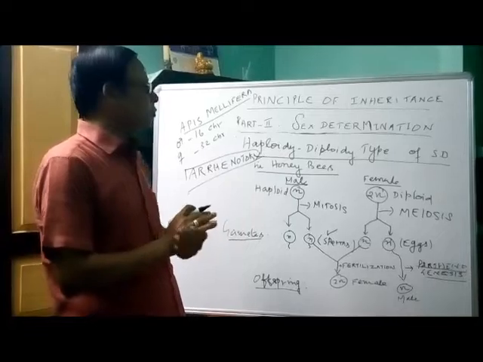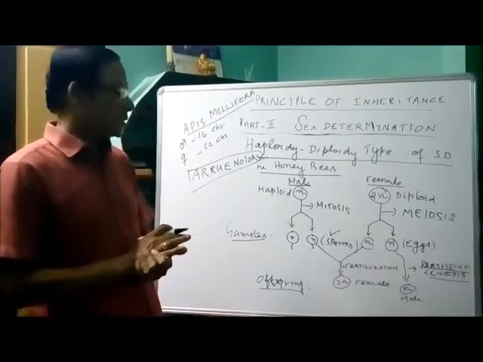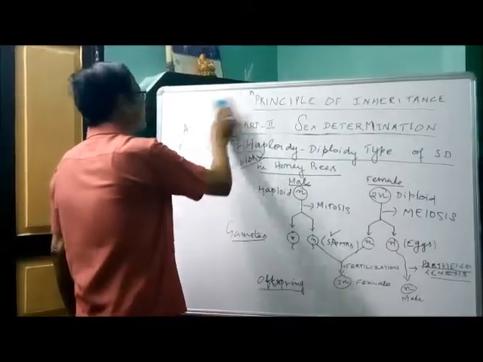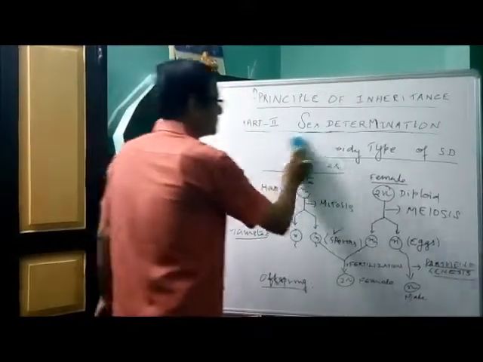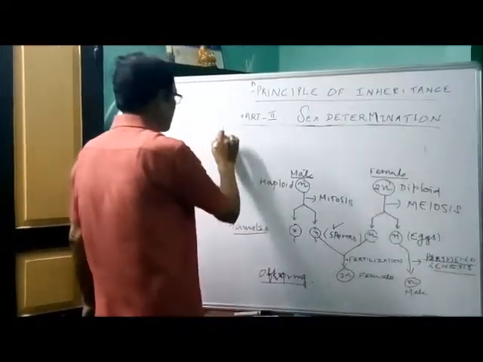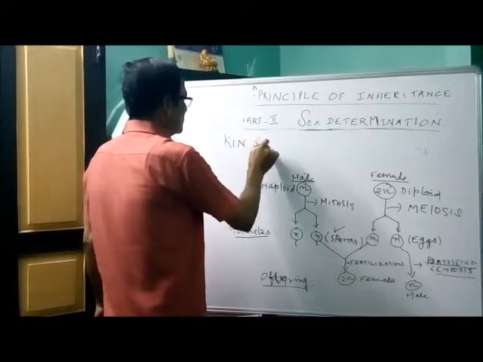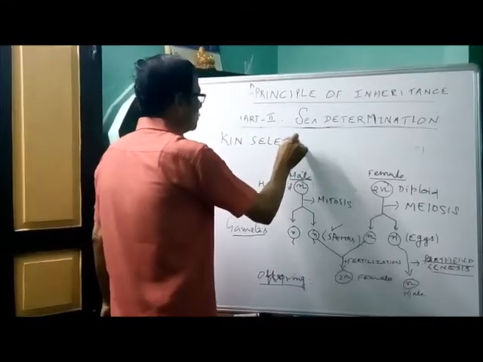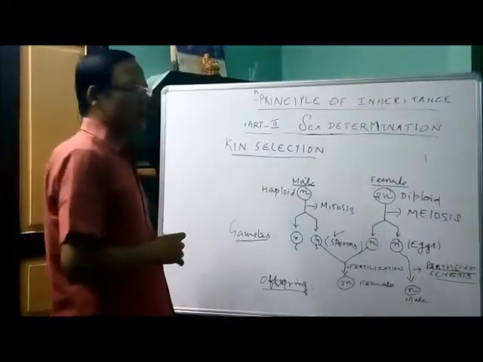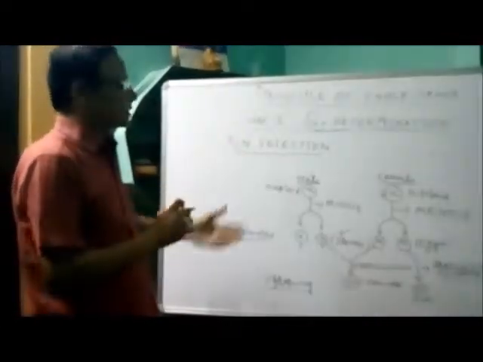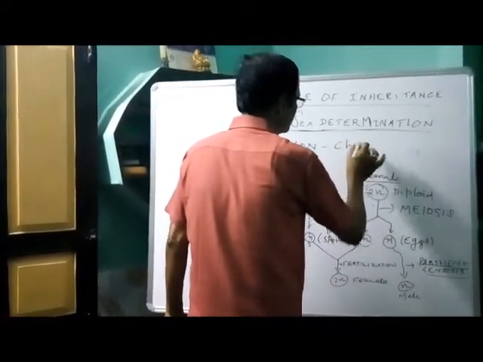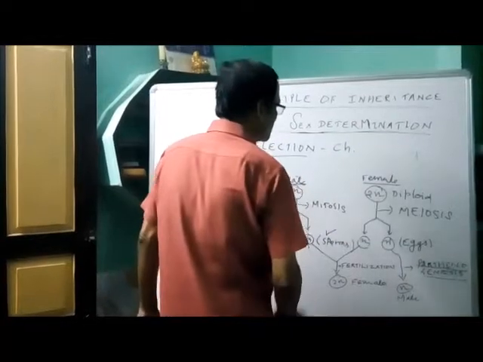And what is the importance of haploid and diploid type of sex determination? Here there is one phenomenon we have to discuss. What is called kin selection? What is kin selection? Based on this haploid and diploid type, we have to relate this to kin selection. This concept was given by Charles Darwin.